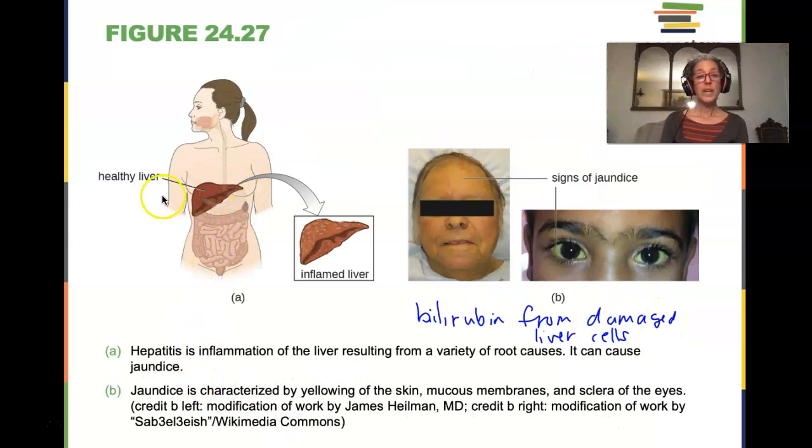So hepatitis, the symptoms: bilirubin from damaged liver cells causes this yellowing of the skin and the whites of the eyes. It's called jaundice.